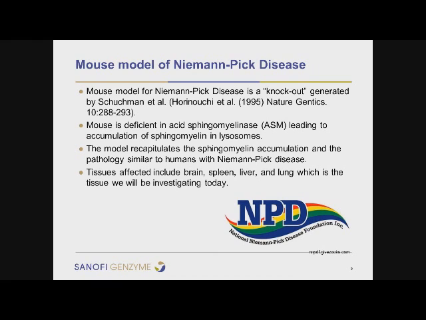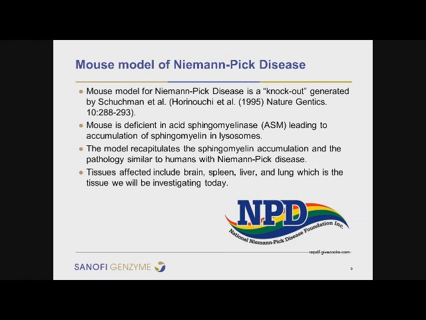There is a mouse model for Niemann-Pick disease, which, as Jen mentioned, is a knockout. It was designed, and this is the paper where the genetic makeup of this mouse is referenced. It's deficient in the same enzyme that is missing in the humans, and it recapitulates the sphingomyelin accumulation very similarly to what's seen in the humans.